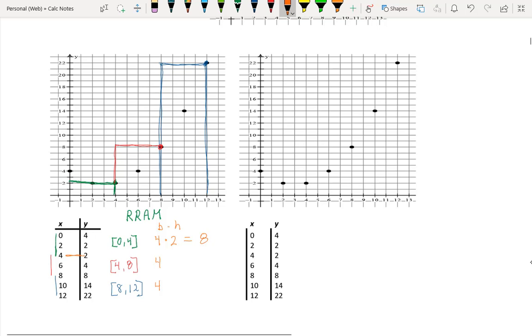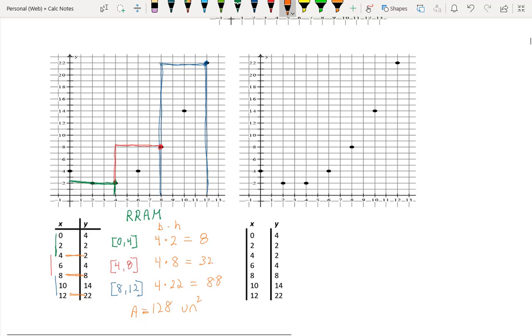Going to the second rectangle, the red one, we're using the height at 8 on the right side, so the height of that rectangle is going to be 8. And then in the interval from 8 to 12, we're using the height at 12, so that one's going to be 22. So we got 32 there, and we got 88 here. And so our total area is 128 units squared. That's the total area under the curve using that estimate.